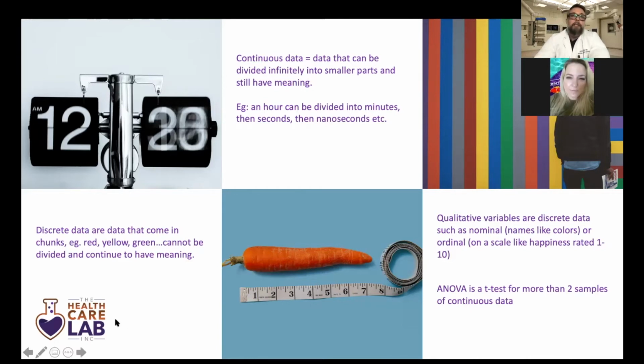That's very different than discrete data. Discrete data are ones that come in chunks, like red, yellow, green, a Likert scale, some people argue, where it's 1, 2, 3, 4, 5, but there's no number in between. You can't have meaning in between orange and yellow or something similar. Now, qualitative variables are discrete data that, like we just said, it is what it is. It's colors, like up here. Qualitative variables are discrete data, like nominal, which are names, like colors, or ordinal, like they're on a scale, like happiness, or the Likert scale, some people argue is just discrete data.